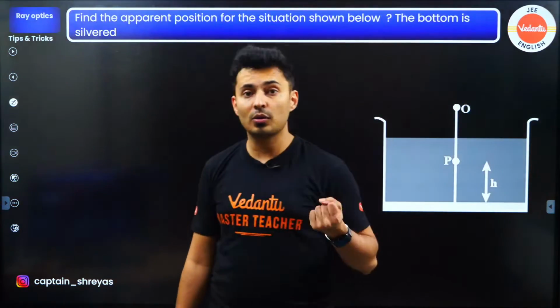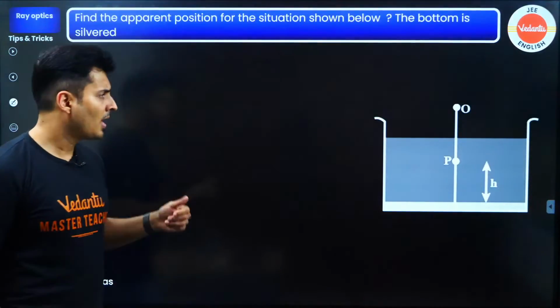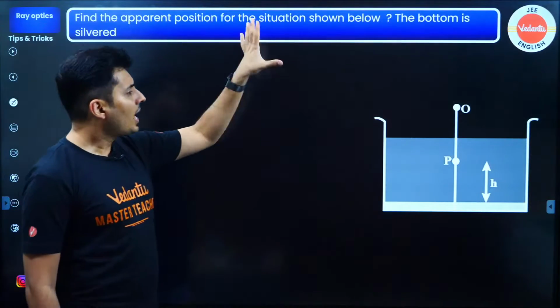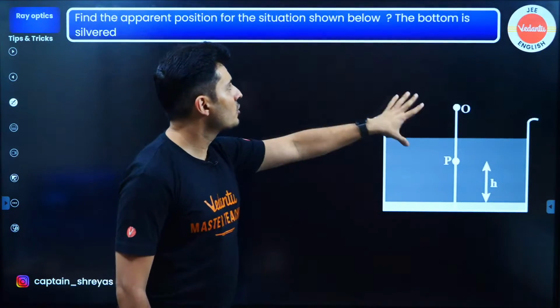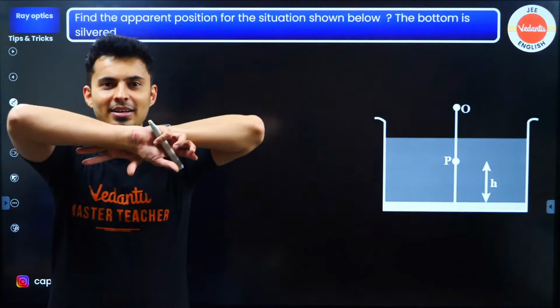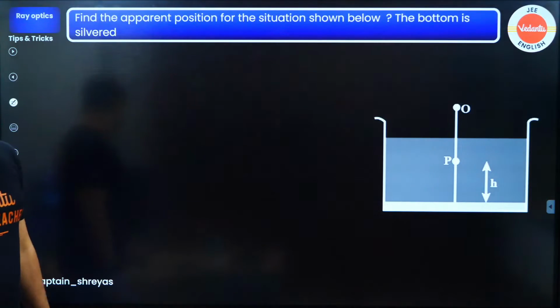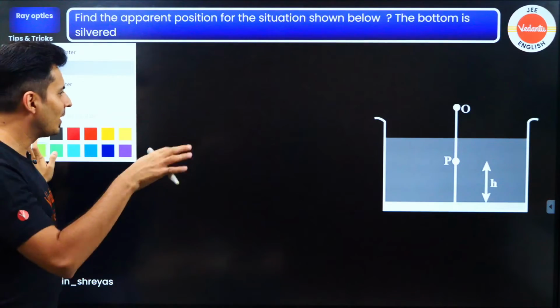Alright, so all these things are done. Let's move on to another question which is going to come up on screen. Also a very tricky question. Find the apparent position in the situation shown below. The bottom is silvered. Common question. I'm going to make you understand everything over here.